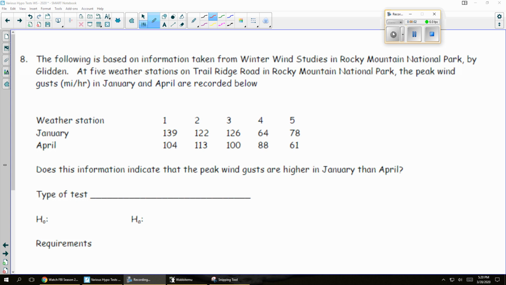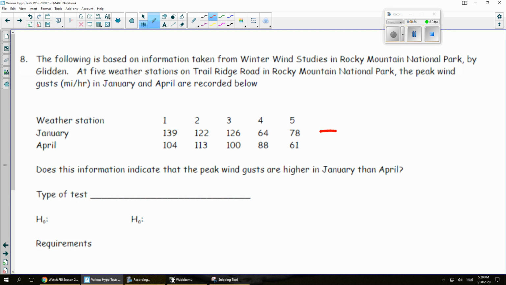Number 8 says the following is based on information taken from the winter wind studies in Rocky Mountain National Park. 5 weather stations on Trail Ridge Road in Rocky Mountain National Park gave these peak wind gusts in January and April. Does this information indicate the peak wind gusts are higher in January than in April?